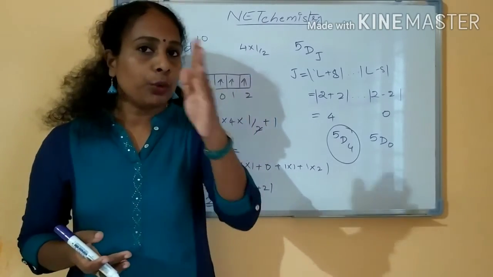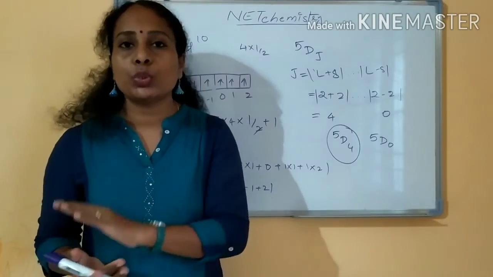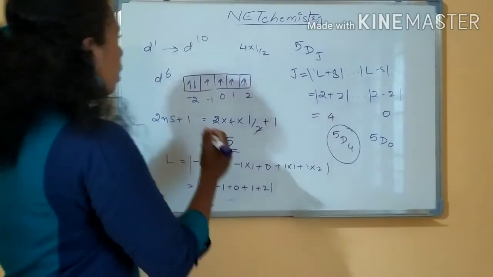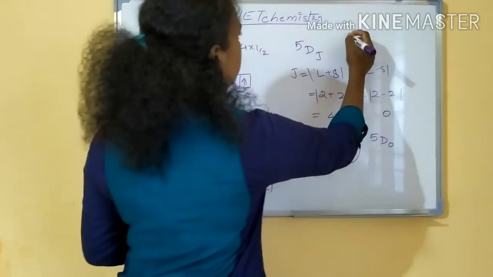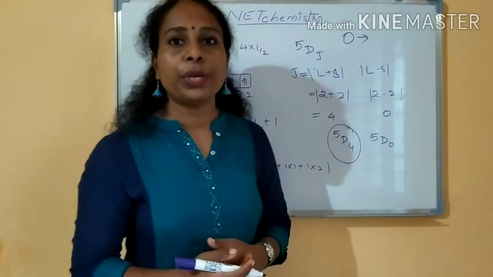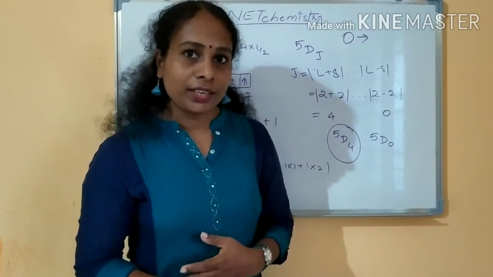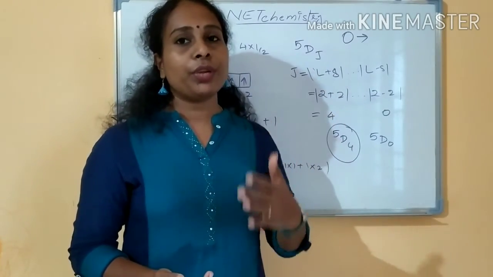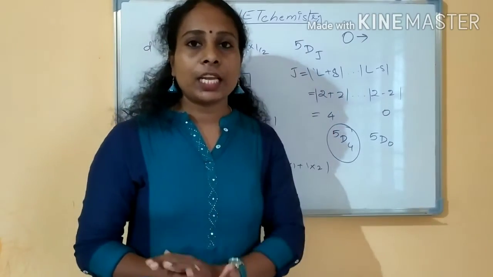Now for all the p1 to p6 configurations, all the atoms you should know. I am asking you to find out the term symbol for the oxygen atom. Which configuration are you going to take for oxygen? p4, right? Oxygen, sulfur, selenium, tellurium, polonium, all these are p4 configuration.